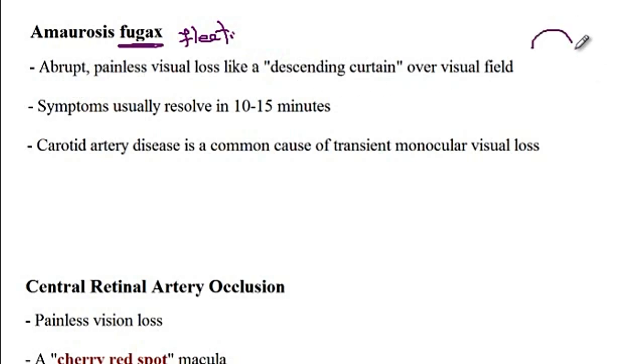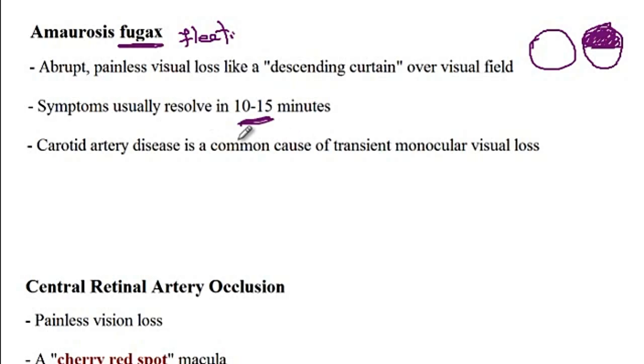So if drawing their visual field like this, if this is how they're seeing through the two eyes, it's as if there is a curtain blocking half of the upper view of one of the eyes. And this condition usually lasts less than 15 minutes, so it will resolve in 10 to 15 minutes.